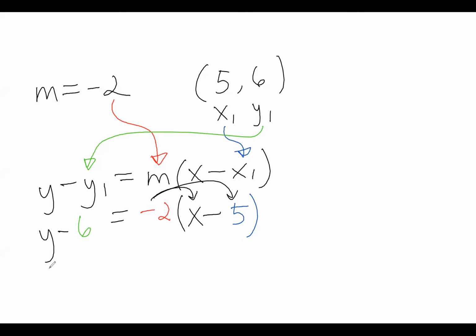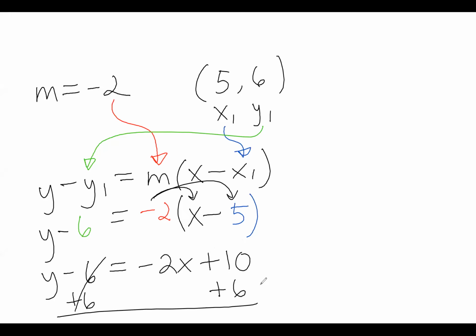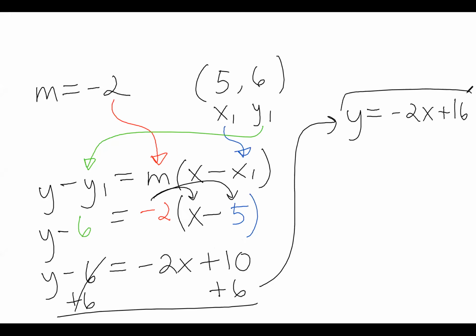So here's our new equation, or our next step. So it's y minus 6 equals, and then as we're distributing the -2, we now get -2x, and then -2 times -5 is +10. Our very last step will be to add 6 to both sides to get the y by itself. So then it's y equals -2x plus 16.